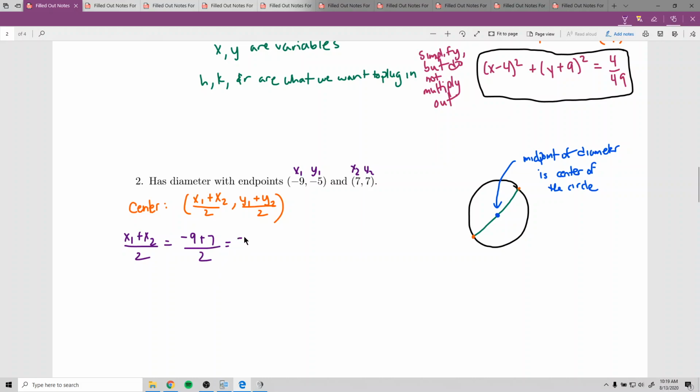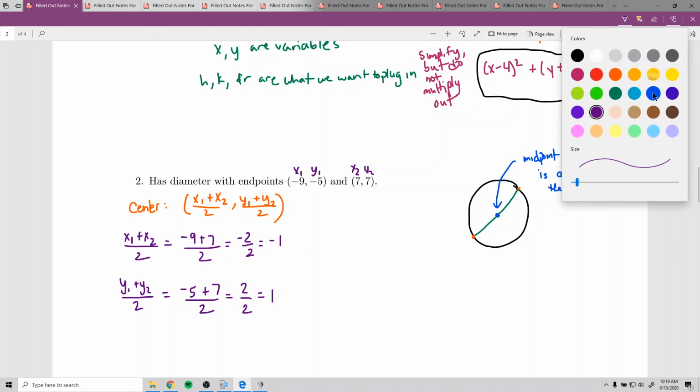-9 plus 7 is -2. And then -2 over 2 is -1. So that's the x value of the center. The y value of the center, we're going to add the y values together and divide by 2. And our y values, y1 is -5, y2 is 7. -5 plus 7 is +2, divided by 2 is 1.